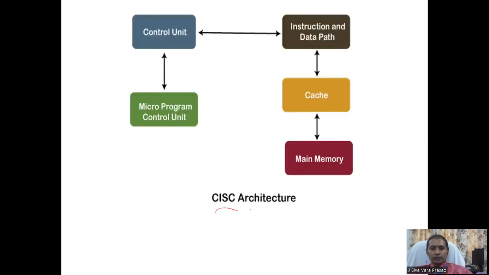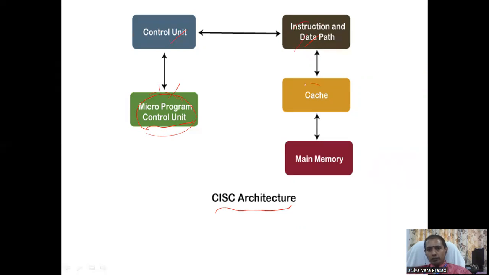So if you see the CISC architecture, here we have a control unit. This unit will control both the instruction path and the data path. We also have a separate microprogram control unit available, and the control unit will control both the instruction path as well as the data path.